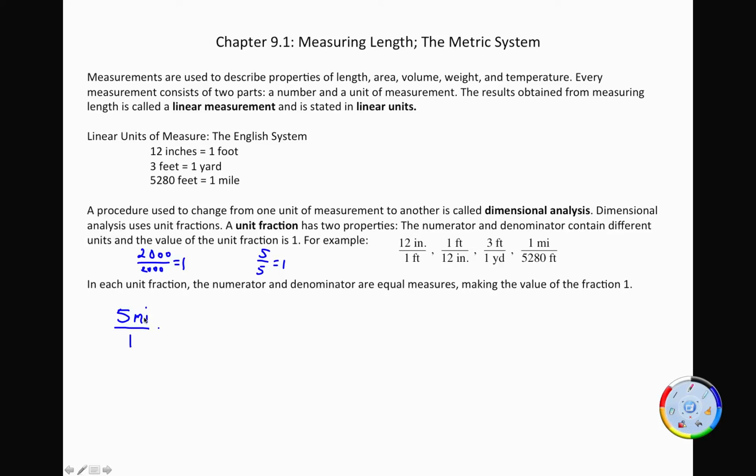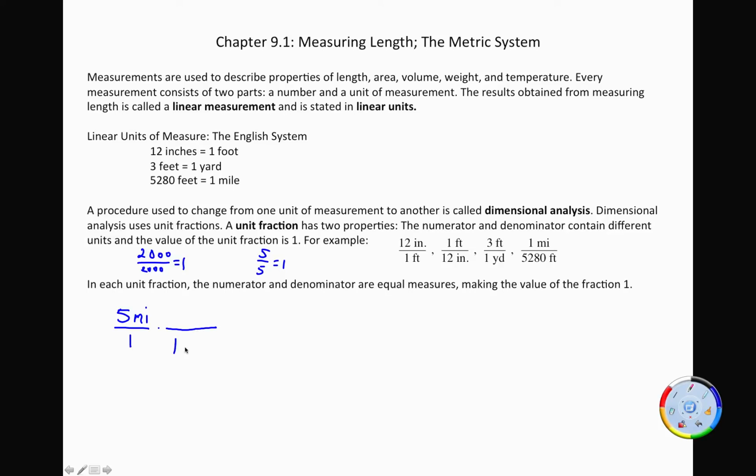I'm trying to change these miles into yards. So when I look up here, I don't have a conversion factor that goes from miles to yards. I do have a miles to feet and a feet to yards, so that's my clue that I'm going to go through feet. So I'm going to make a unit fraction using this equation right here. And I'm going to put the miles in the bottom because I have miles on top. I want them to be able to divide out and leave feet.